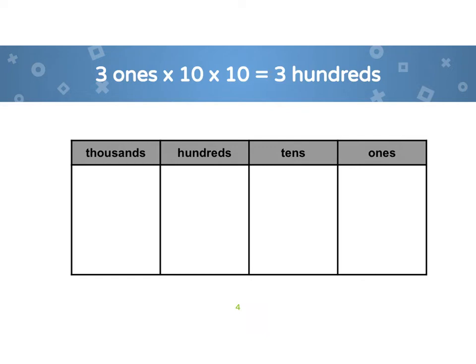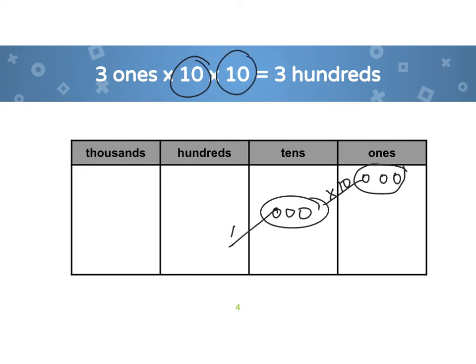Okay, so we have the same exact problem, but we said we have 3 ones times 10 times 10 would equal 300. So let's put our 3 ones here. Remember, this would be times 10. Then I would have 3 tens like on the last slide, and then we did it one time, now we're going to do it a second time, times 10, and then our answer would be 3 hundreds, or I could write it as 300 if I were writing it in standard form.